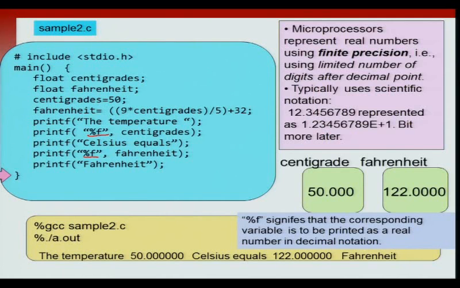equals 122 Fahrenheit. Okay. So the new thing that we have seen in this program include variable definitions, how they have an associated type, and similarly how do we print these variables. So we don't want to print the names of the variables, we want to print the content of the variables.